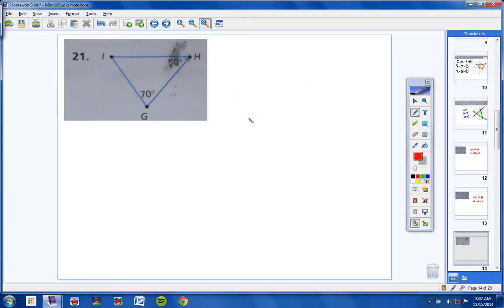Number 21. Okay, let's see here. These two angles when added together is 120. So this angle here is 60. So my smallest angle would be H. My next smallest angle would be I. And then my largest angle would be G. Okay? So the smallest side would be across from H. So IG. The next smallest would be across from angle I, which is GH. And then the longest side would be across from angle G, which is IH.